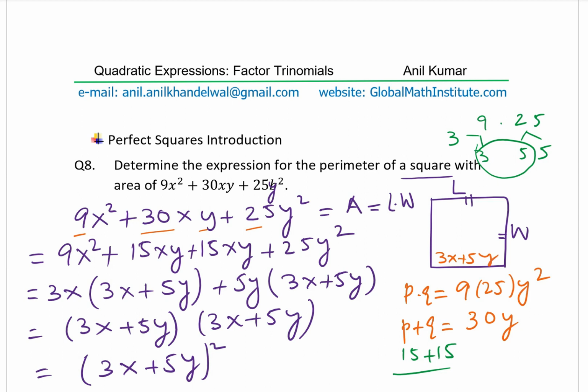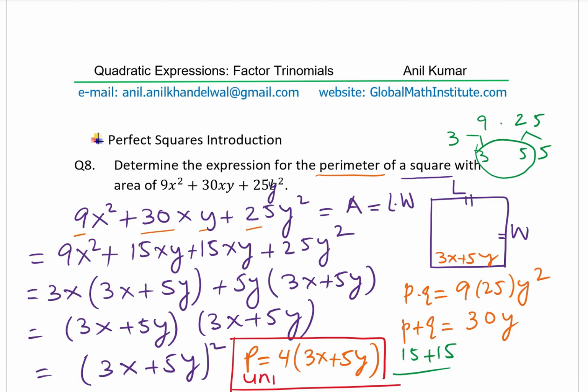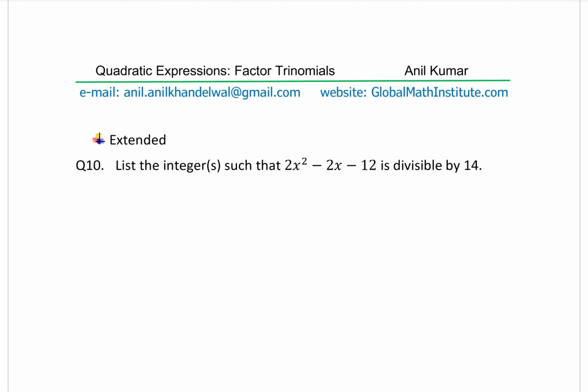What do we need to find? We need to find the perimeter. Perimeter is 4 times this. So let's write down the perimeter as 4 times 3x plus 5y. Does it make sense to you? So that becomes the perimeter for the given square. We'll just write units since no units are given to us.